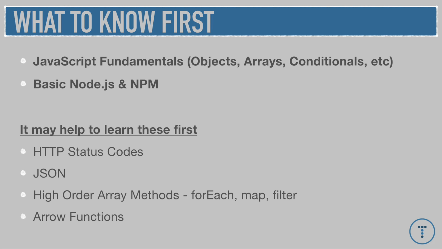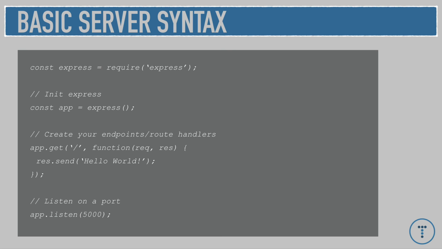Some other things that can help you out are knowing about HTTP and knowing the status codes. You're dealing with requests, and you're going to have to send back responses, so it's helpful to know which type of response you should send back. JSON, if you're building APIs. Higher-order array methods, arrow functions, promises, all the newer features of JavaScript are commonly used with Node as well, so I would suggest getting familiar with that stuff.